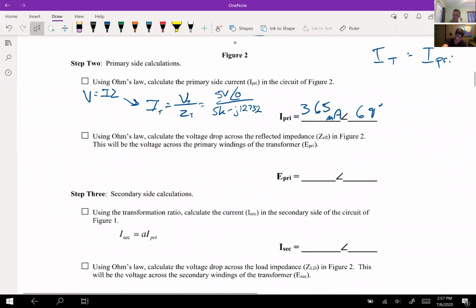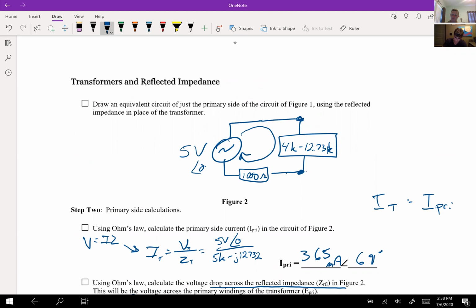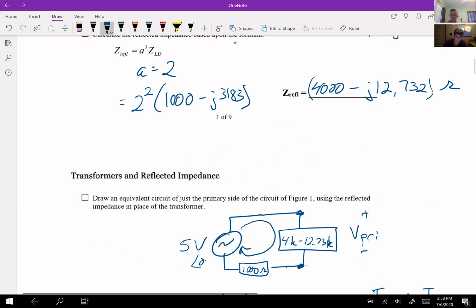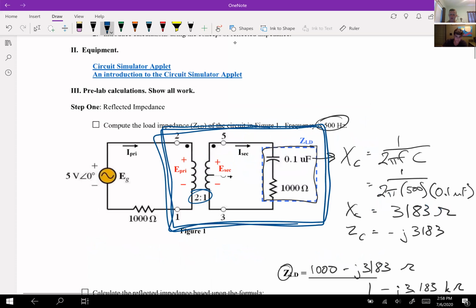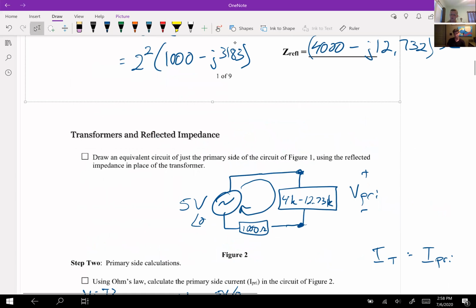So now this E primary, what could also be called V primary, is the voltage drop across the reflected impedance, which is also the same as the voltage across the primary windings. That makes sense when we consider equivalence: we took everything on the right side and put it in between these two nodes. So across here is still V primary, also called E primary, right? And that's the same as what we had up here before we put it in a box as E primary. I should write that as E primary just to be consistent. There we go, E primary.